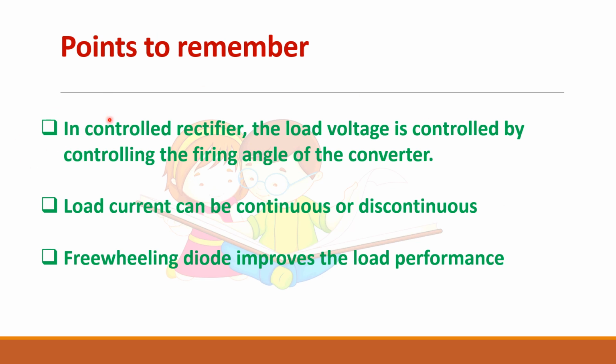So the points to remember here are: in a controlled rectifier, the load voltage is controlled by controlling the firing angle. Load current can be continuous or discontinuous depending upon the load parameters R and L. And the presence of a freewheeling diode helps to improve the load performance and increase the average output voltage.